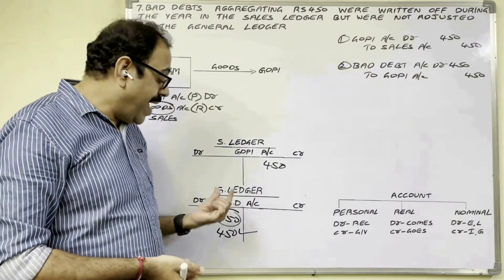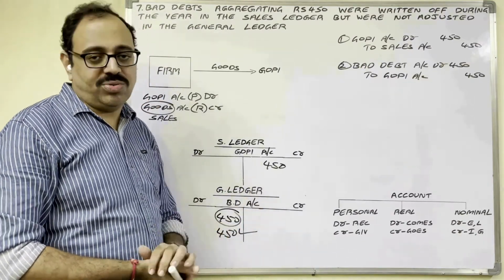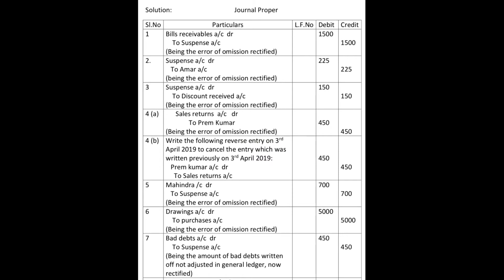Entry is bad debts account debtor to suspense account. 7. Bad debt account debtor to suspense account. Amount 450. Narration: Being the amount of bad debts written off not adjusted in general ledger, now rectified.